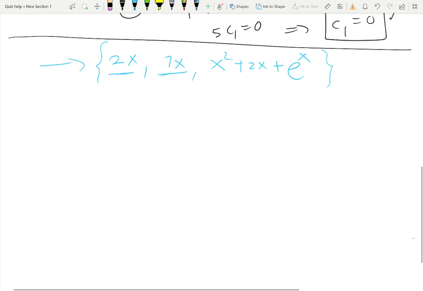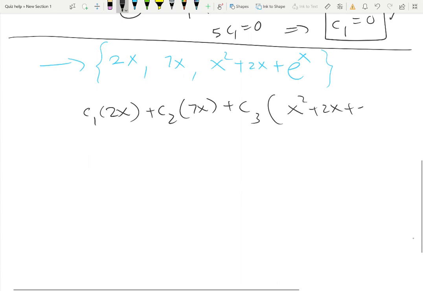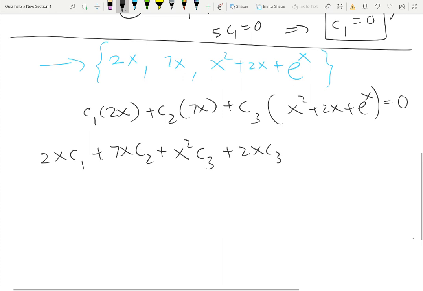Okay, let's prove it using our definition. I want to show you how it works. So 2x times c1 plus c2 times 7x. Now we have a c3 come into play. (x² + 2x) plus e^x is equal to 0. Okay, so let's distribute the coefficients. 2x c1, 7x c2. Let's distribute c3. x² c3, 2x c3, e^x c3 is equal to 0.